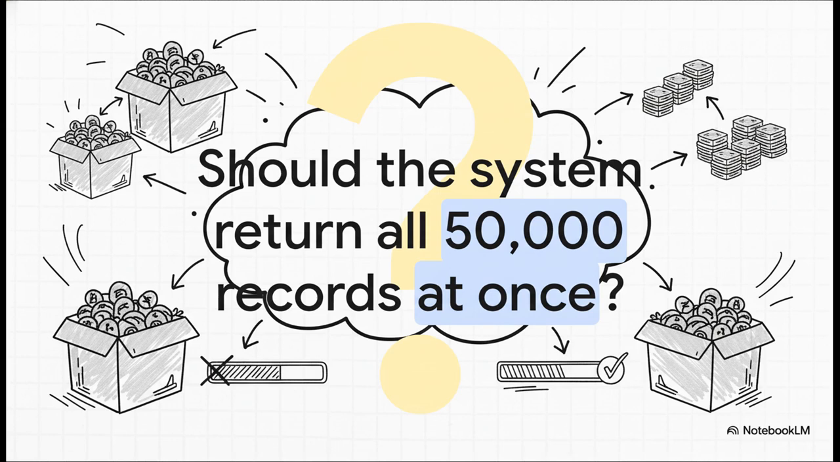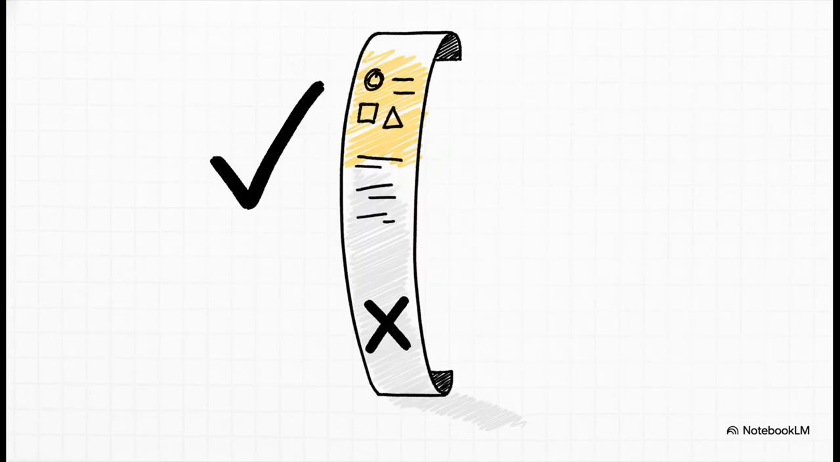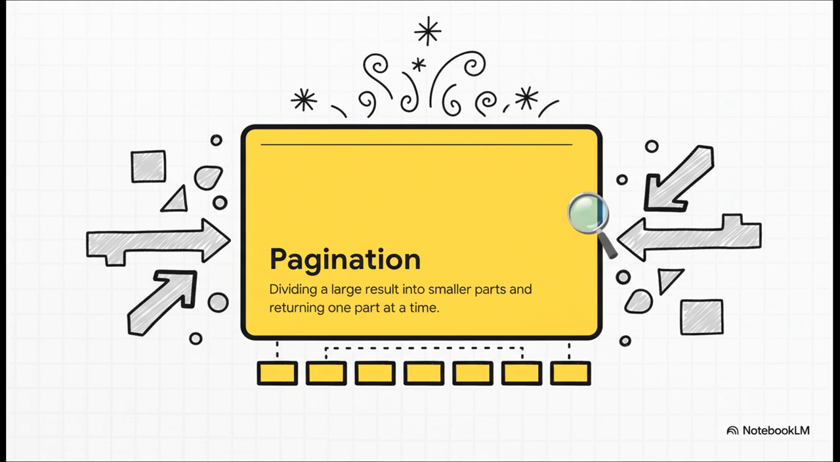So, the big question is, should the app try to load all of that data in one go? Absolutely not. I mean, you usually only care about the most recent stuff on a list, right? The solution to this whole mess is a really clever technique called pagination.